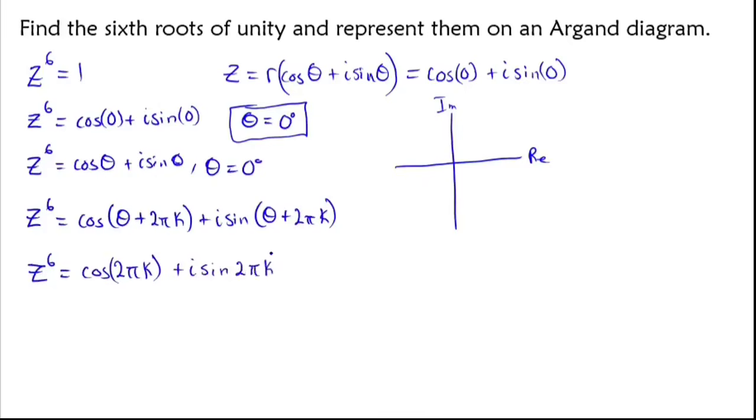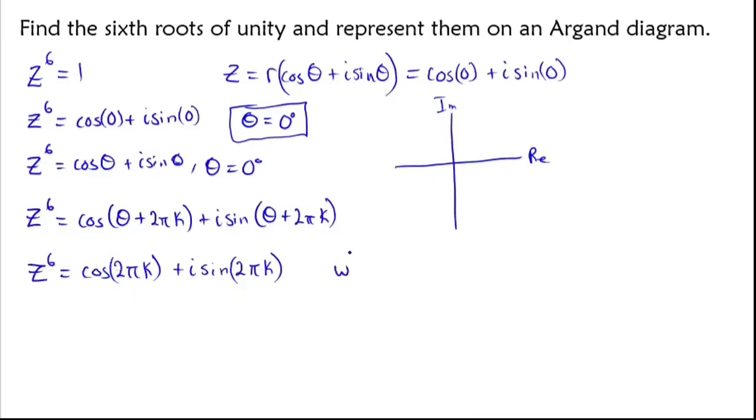2 pi k, like this. Now, it's important to note that on the left-hand side, we have a power 6. So to get rid of that power 6, I'm going to raise both sides to the power 1 over 6.